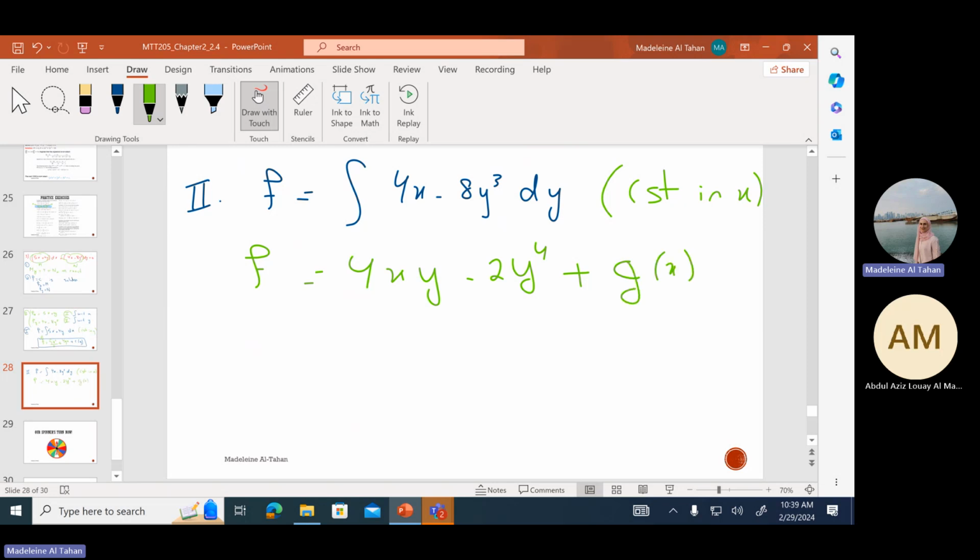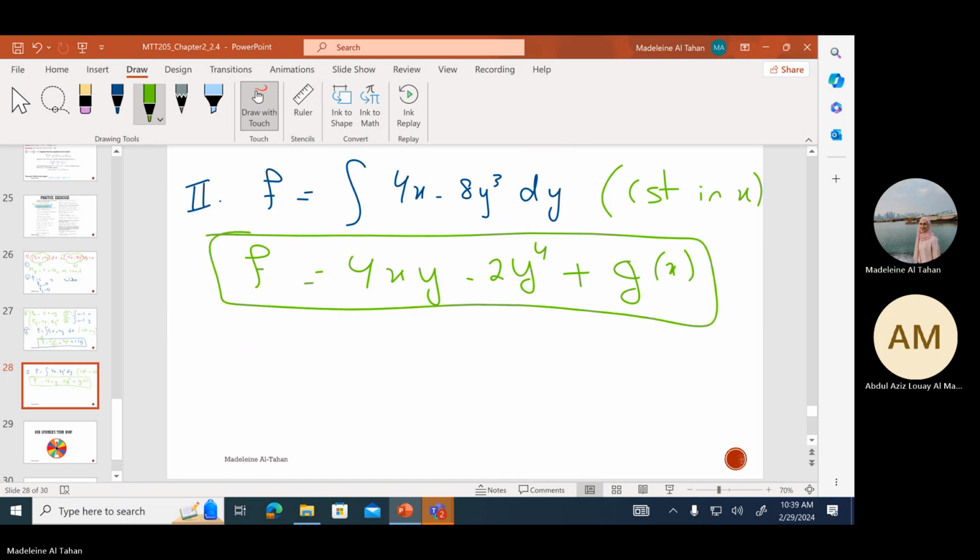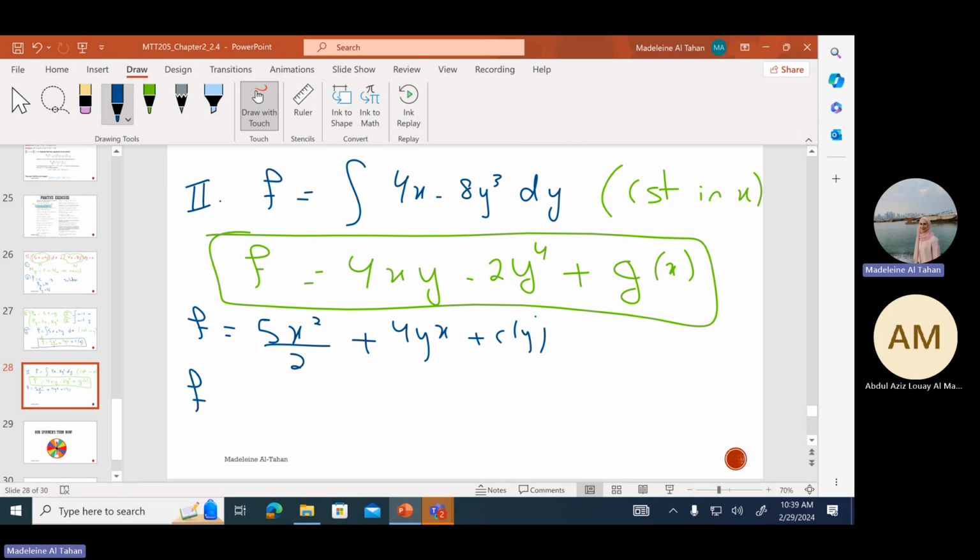You told me that you want to call it g, k, whatever. Any questions till now? So what did we get? We have f is equal to 5x squared over 2 plus 4yx plus a function of y, and we also got f equal to 4xy minus 2y to the fourth plus g of x.